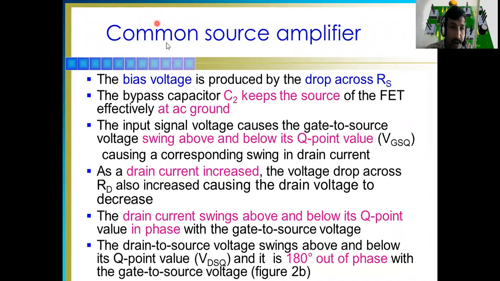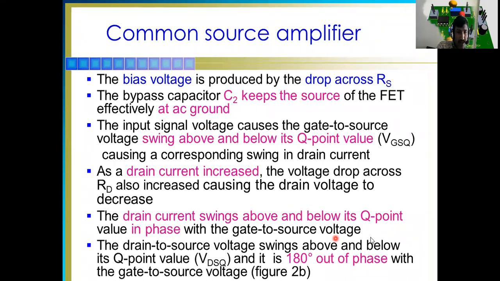Okay, so now what is visible to all guys? Common source amplifier circuit diagram or some theory? Theory. Okay, here I have given the theory related to that. So the bias voltage, the drop across the bypass capacitor, all that theory I have written here. When you are making notes, use this theory, or use these key points for your explanation.